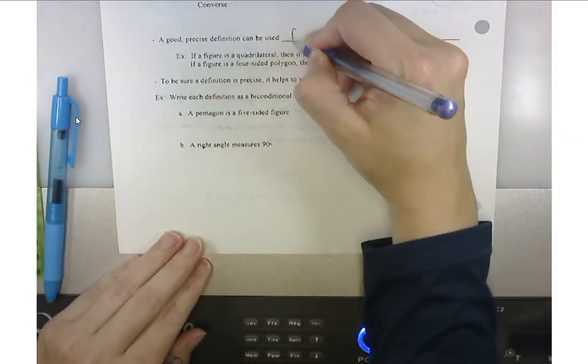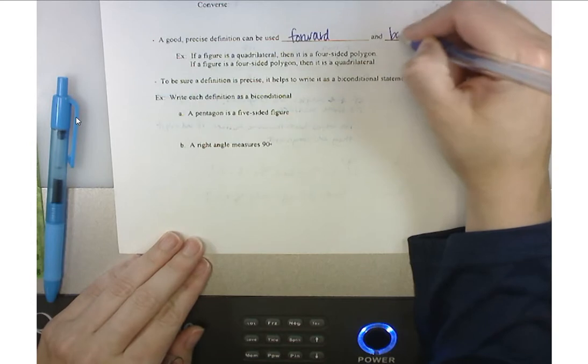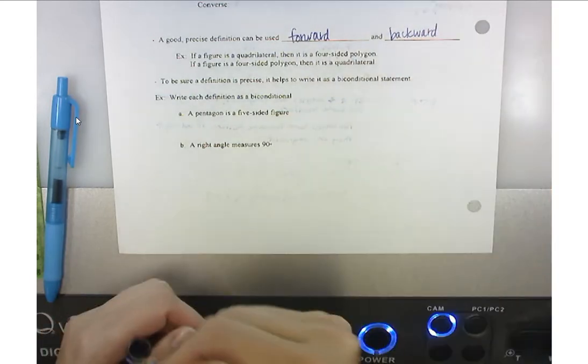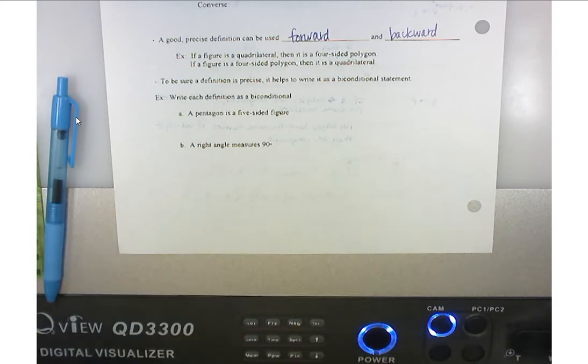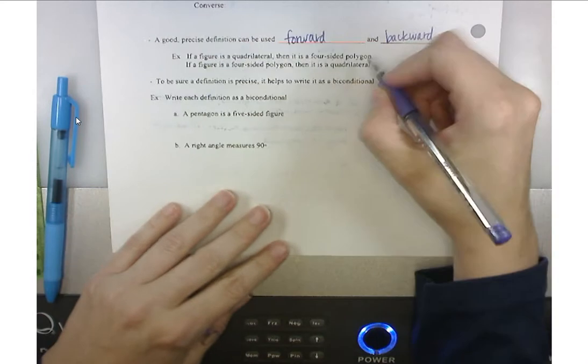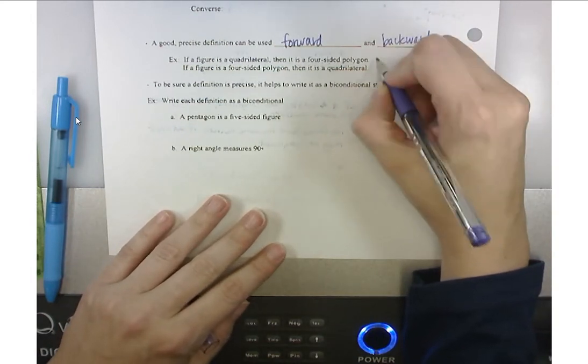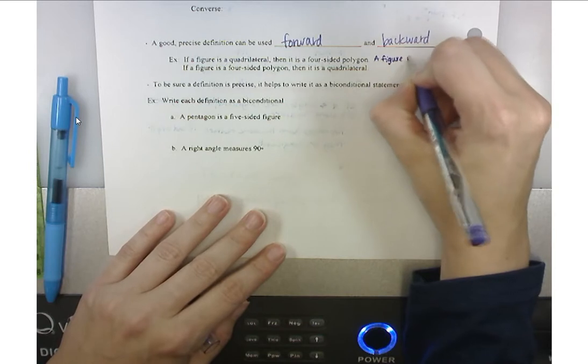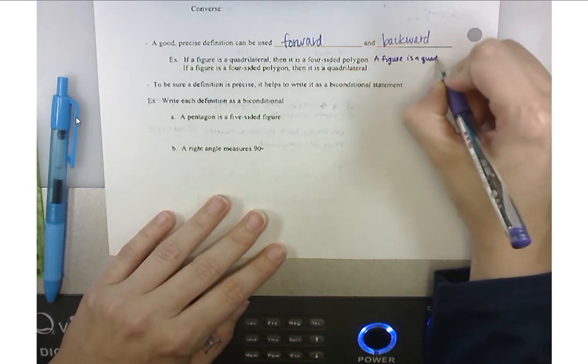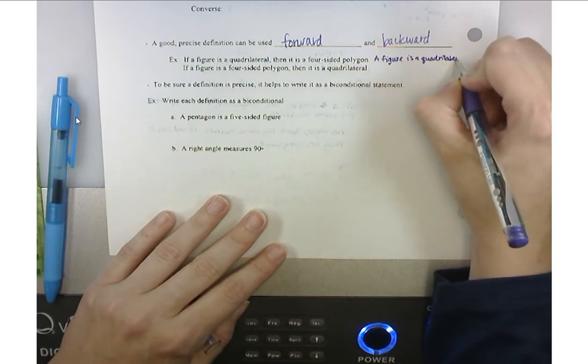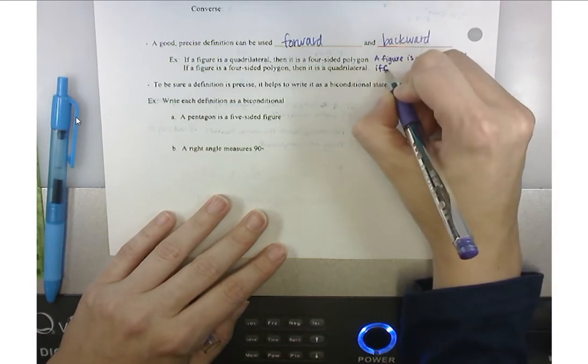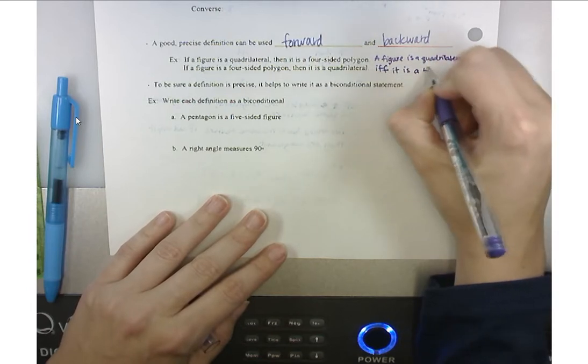So in case you didn't get this, it was forward and backward. Our example says, if a figure is a quadrilateral, then it is a four-sided polygon. The next statement, if a figure is a four-sided polygon, then it is a quadrilateral. So what we can do is rewrite that as a biconditional statement. A figure is a quadrilateral if and only if it is a four-sided polygon.